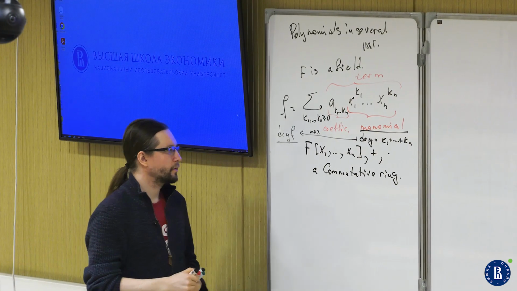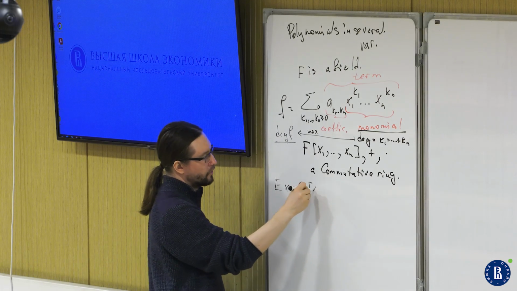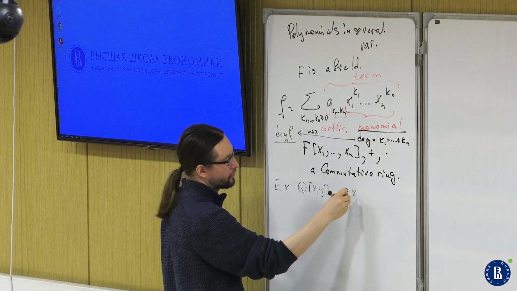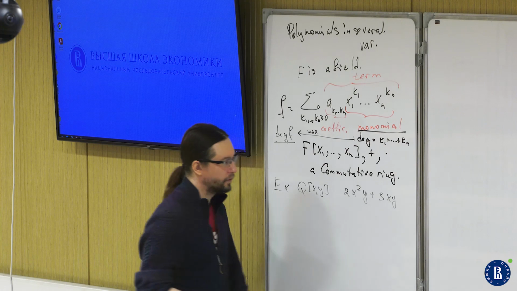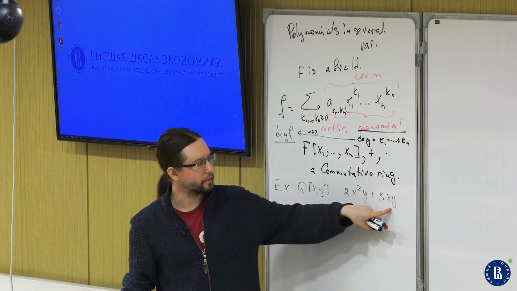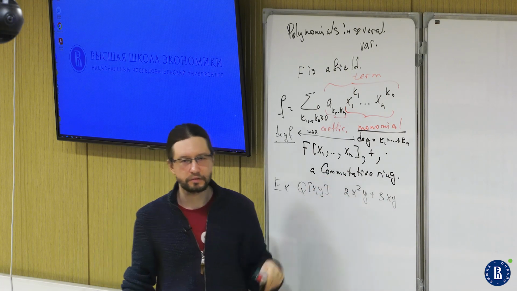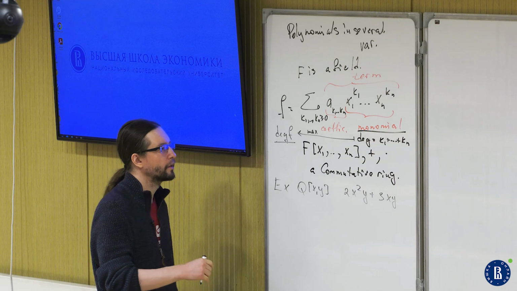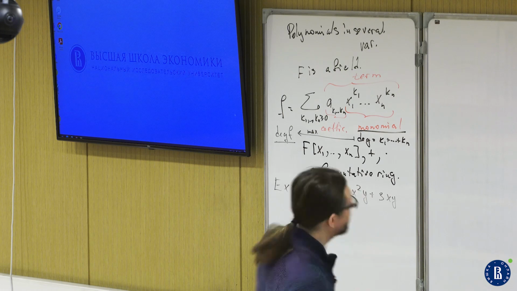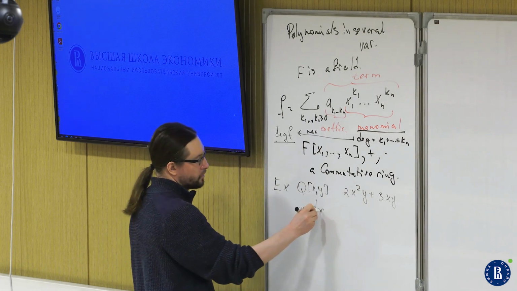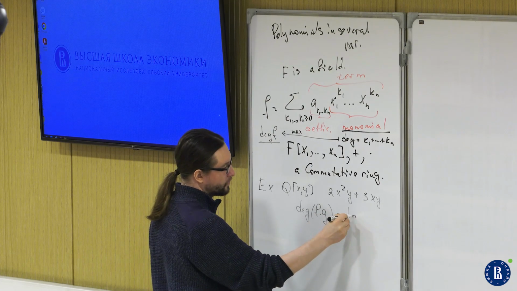Well, for example, if we have something like 2x^2y + 3xy, then this term has degree 3, this term has degree 2, so the degree of the whole polynomial is 3, because this is the highest possible degree in the polynomial. Okay, what should be next? Yeah, and the property of the degree is the same as for polynomials in one variable, which is that the degree is additive.